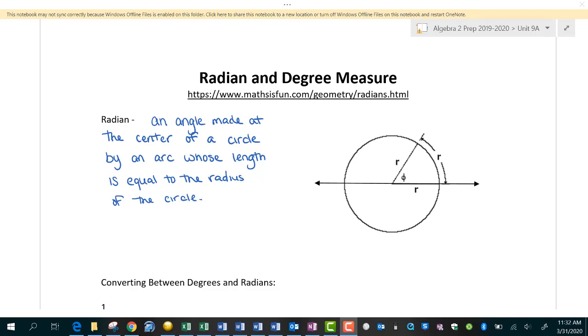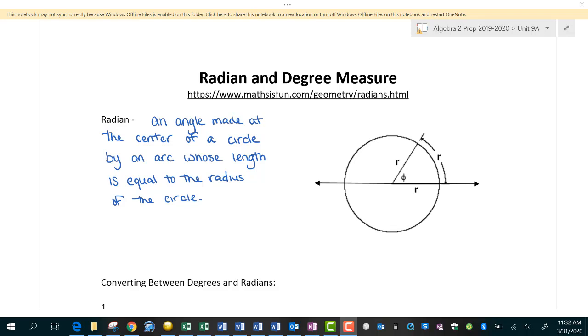Everyone. Today we're going to start talking about radians and how to convert from radians to degrees, as well as finding coterminal angles in radians. So I already wrote the definition up here, so you wouldn't have to watch me write it out. But a radian is an angle made at the center of a circle by an arc whose length is equal to the radius of the circle.